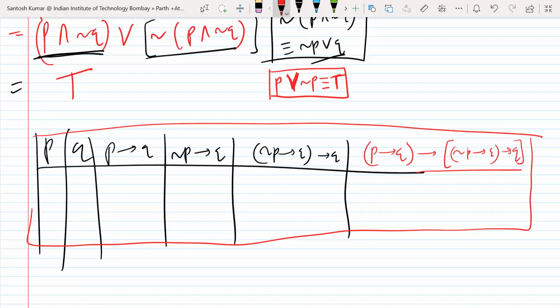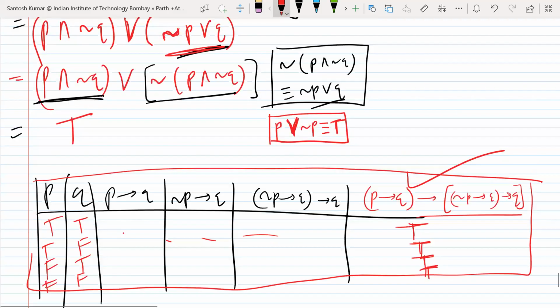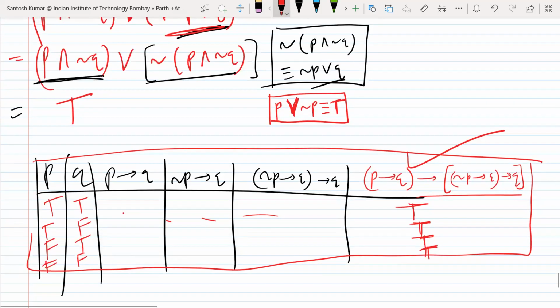So at last you will see true, true, true, true. Whatever you take, true, true, true, false, false, true, or false, false. So in all the four situations, you will see true, true, true, and true. That's why this statement is going to be a tautology. So you fill this table. This is the other method. Any doubt in this question?